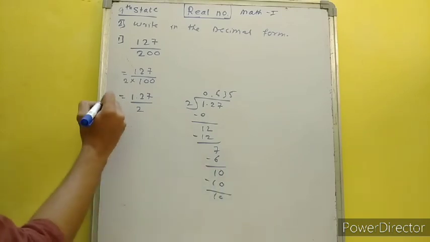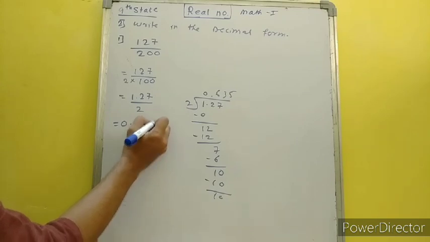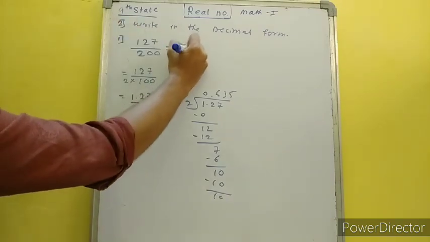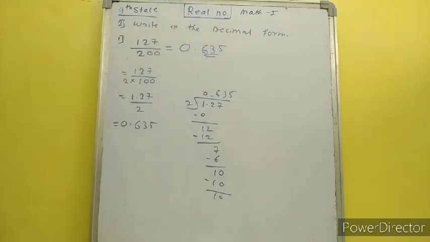So what is the decimal form of this? It is 0.635. So its answer in the decimal form will be 0.635. Okay, so it is a very easy question, you just need to divide it.